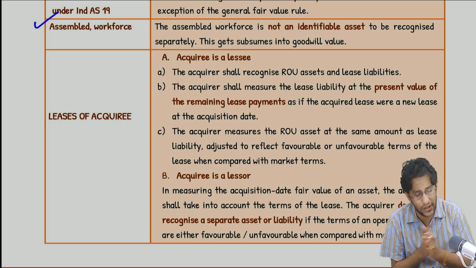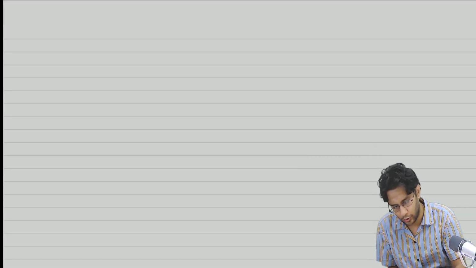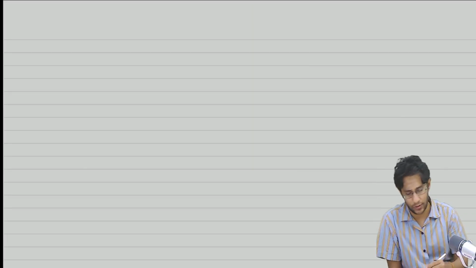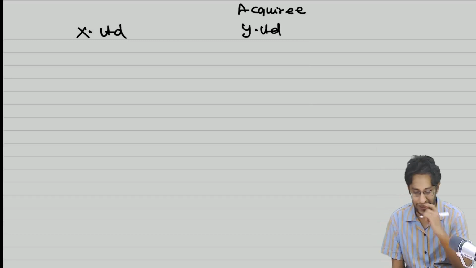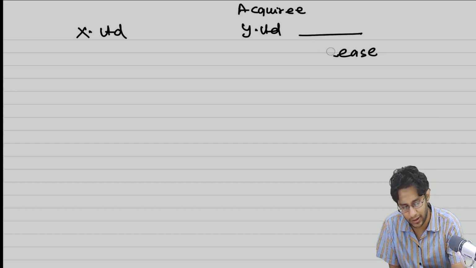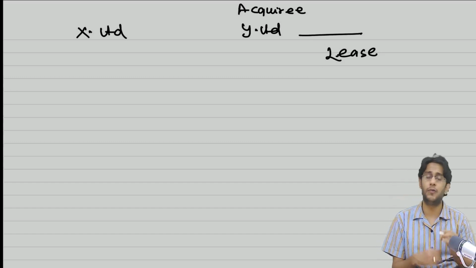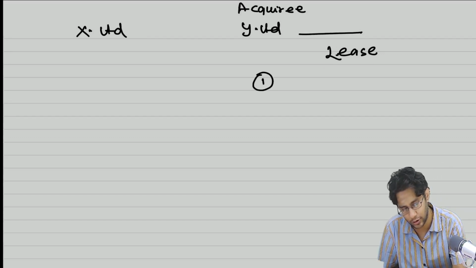Coming here, the next special case is leases of the acquiree. Very easy one. Although you do not have any direct questions or applications on this, so quickly I'll wind it up. Sir, X Limited is acquiring Y Limited. So Y Limited is the acquiree. Y Limited entered into a lease transaction with somebody. When I say that Y Limited is entering into a lease transaction with somebody, Y Limited can be either a lessee or a lessor. So case 1, let's assume that Y Limited is a lessee.